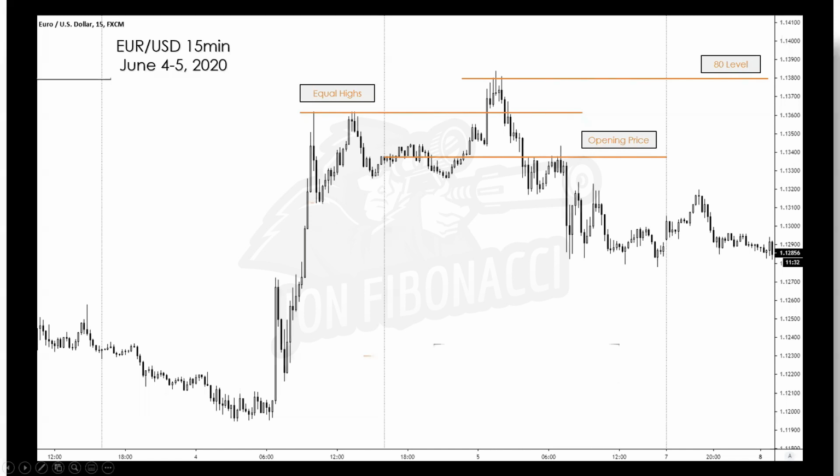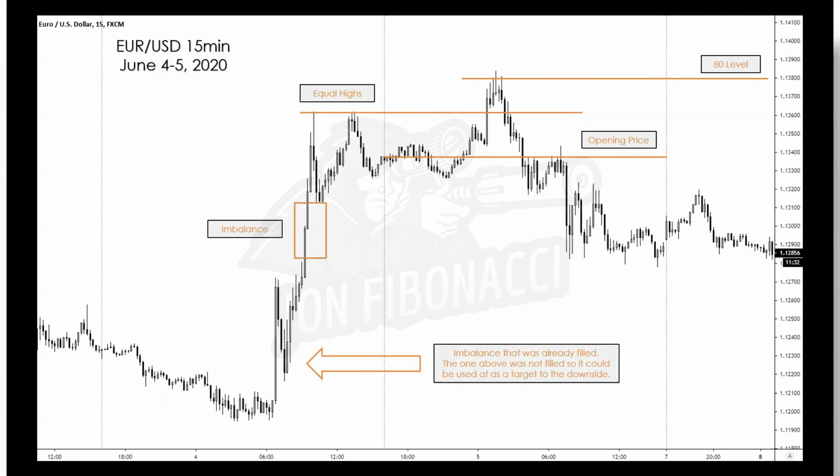So let me go ahead and click the next slide. If you were to look at this run higher, from this low up to this high, don't look at this imbalance just yet. Go to the one on the bottom first, the imbalance that was already filled. The one above it was not filled, so it could be used as a target to the downside. Why wouldn't we target this one down here? Because look how deep of a retracement we got. This run higher came all the way back down, probably a 618, maybe a little past the 618 retracement.